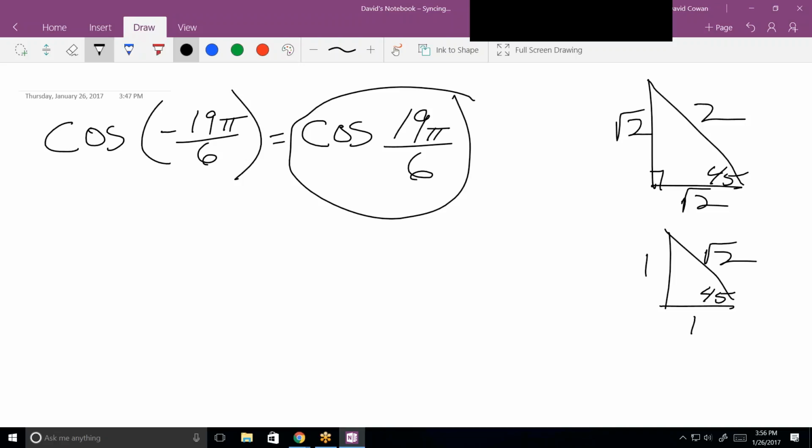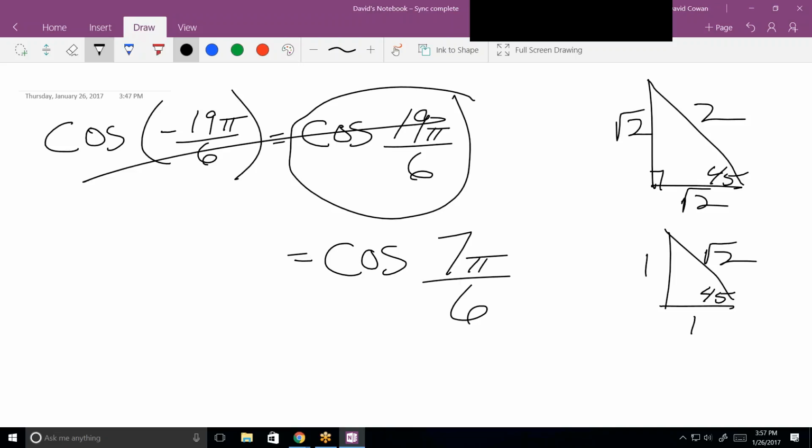Now, is that inside the unit circle or outside? By outside, I mean greater than the unit circle. It's outside. Okay, what's its equivalent inside the unit circle angle? 7 pi over 6? Yeah, I can take away 2 pi only, and that leaves me that. So now the entire problem becomes this down here. You can cross this out. This is what my problem is. What's the reference angle for 7 pi over 6? First of all, what quadrant is that in? That's the third quadrant.